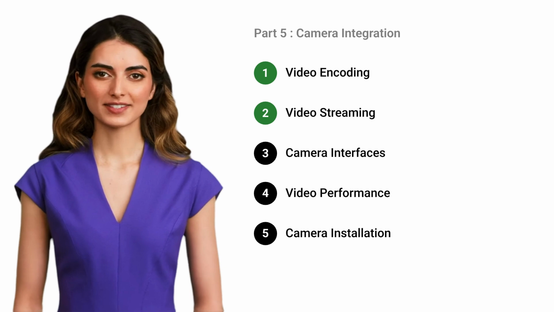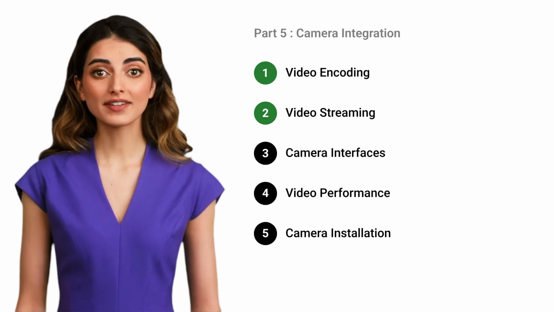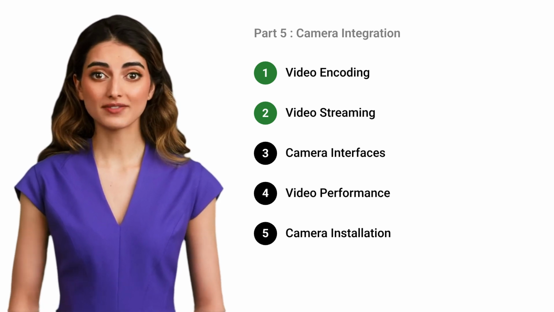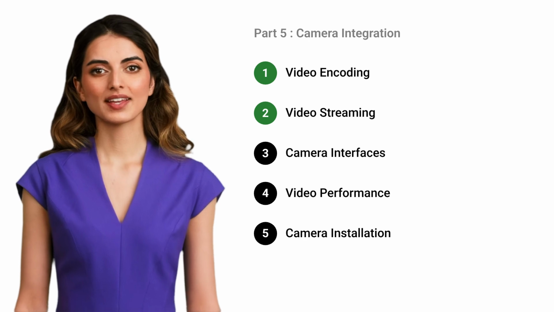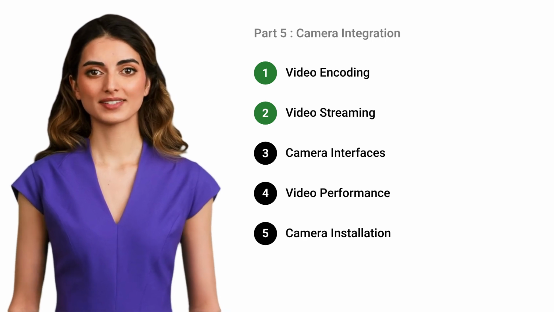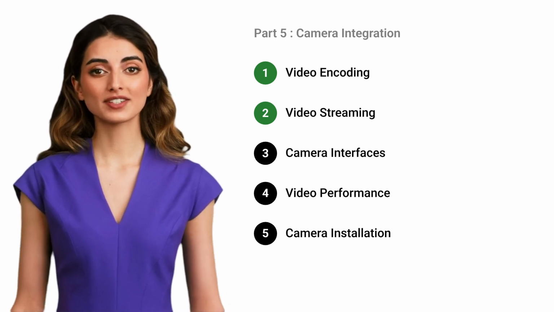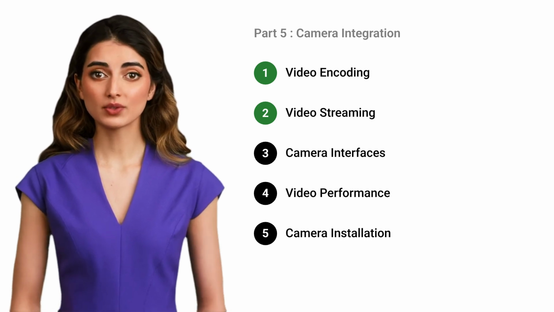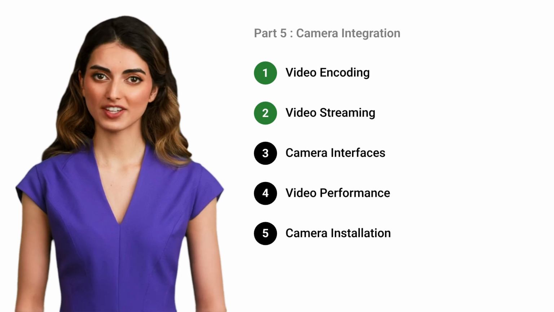We have now completed video streaming and understood how live camera feeds are transmitted across the vehicle system. Next, let us move to camera interfaces, where we will look at how cameras connect to processors, networks, and other onboard systems for reliable video and data transfer.